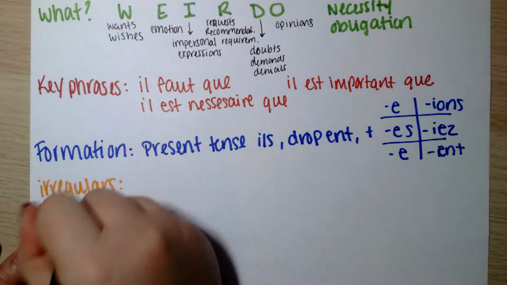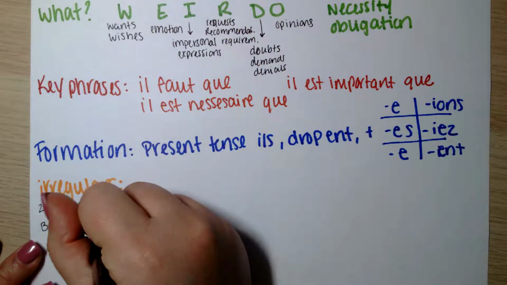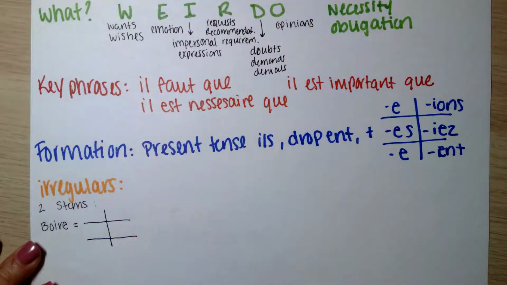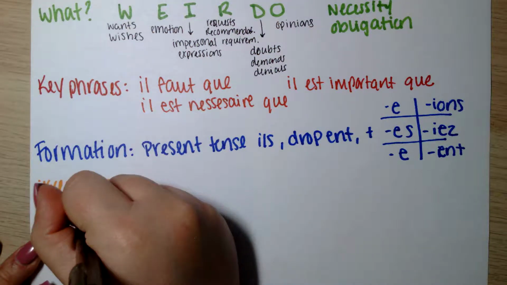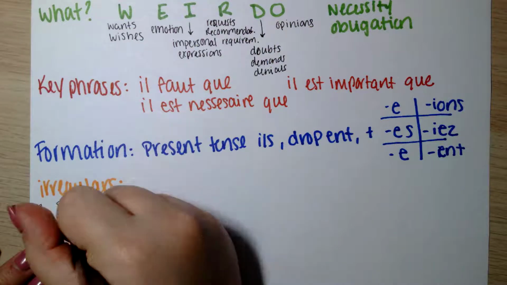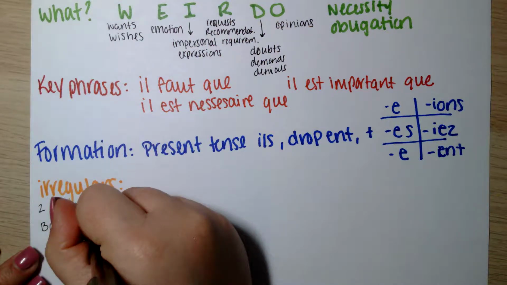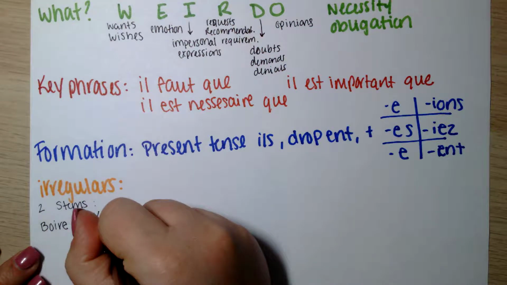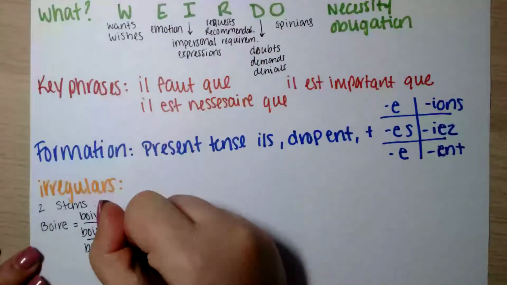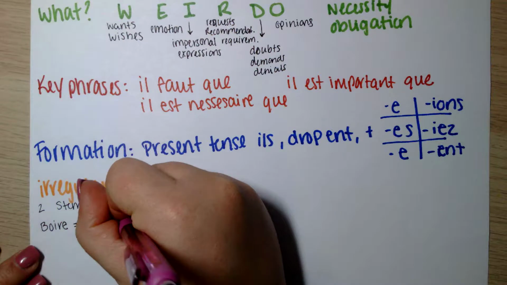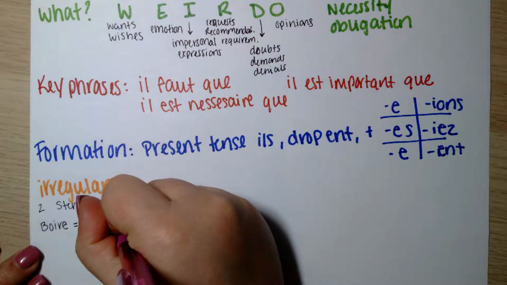I'm going to draw these little charts because I feel like that will be helpful. Boire starts off with B-O-I-V for the il, elle, ils, elles and je, tu forms, everything in the boot. And then nous and vous get something a little bit different. They get the nous form, B-U-V.